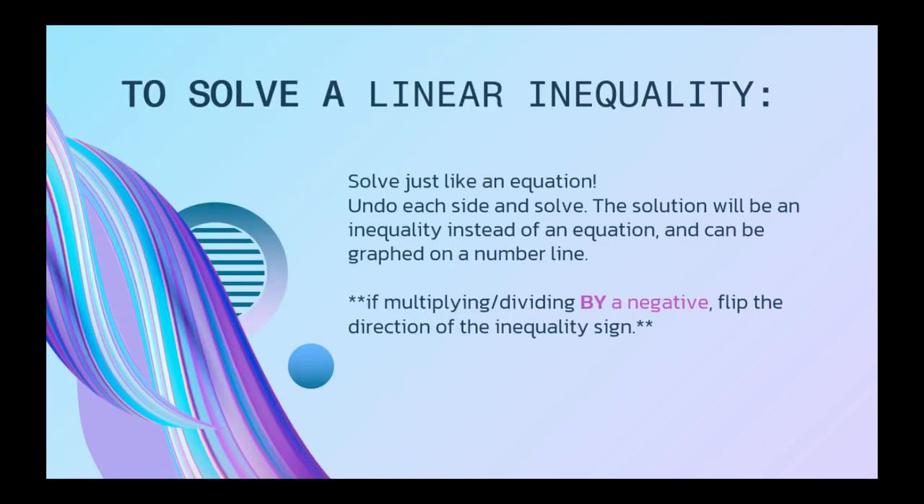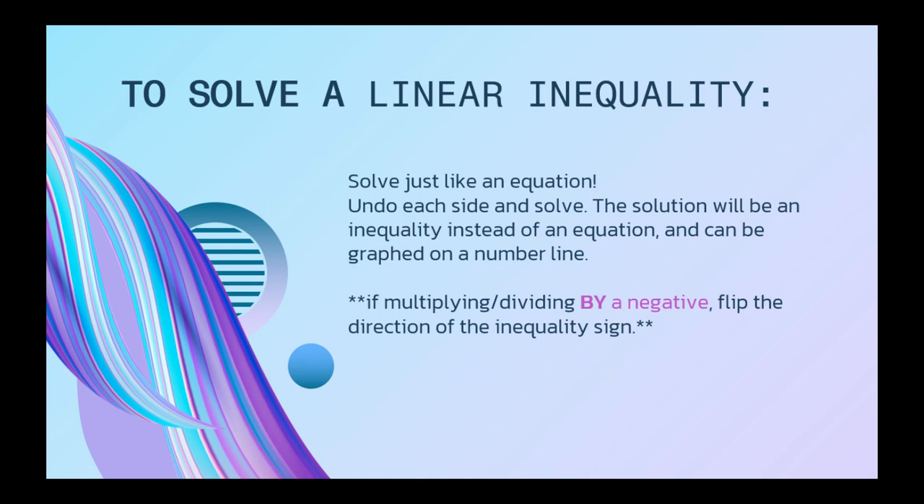Now let's talk about solving a linear inequality. You solve it exactly like you would an equation. You undo each side, so you add to undo subtraction, et cetera. And then when you get to the end, instead of having x equals a number, you will have x is greater than a number, or x is less than or equal to a number, okay? So you'll just have an inequality sign, and then the solution set can be graphed on a number line.